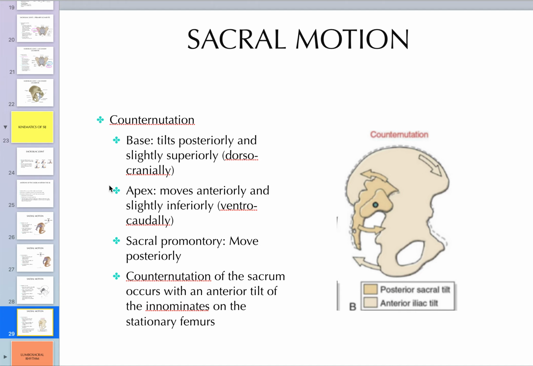So counter nutation will be the opposite. Counter nutation is typically associated with anterior tilt of the innominate on the stationary femur. So if the sacrum is going into counter nutation, the base of the sacrum is moving posteriorly, tilting posterior. The innominates, the whole innominate, will be creating an anterior pelvic tilt. So counter nutation is associated with an anterior pelvic tilt.